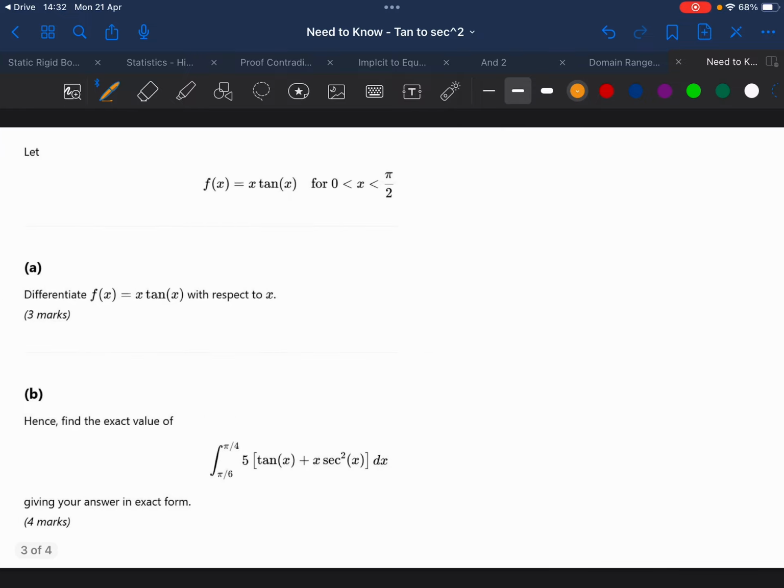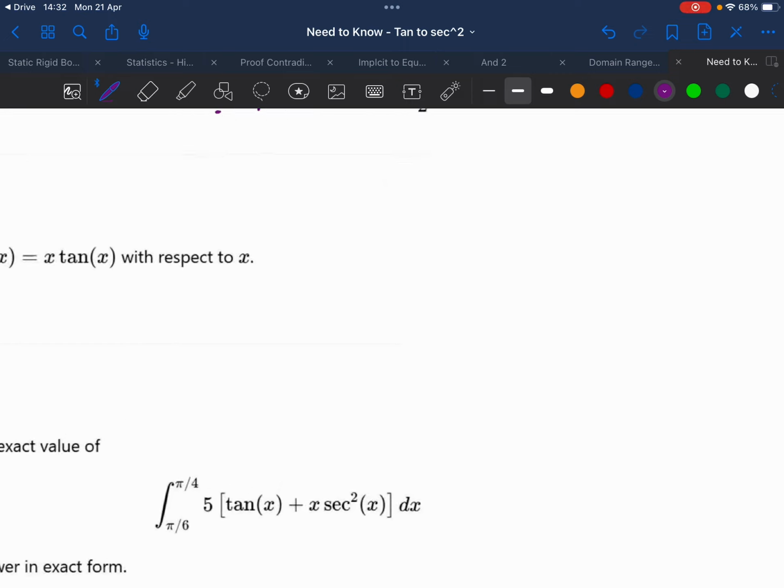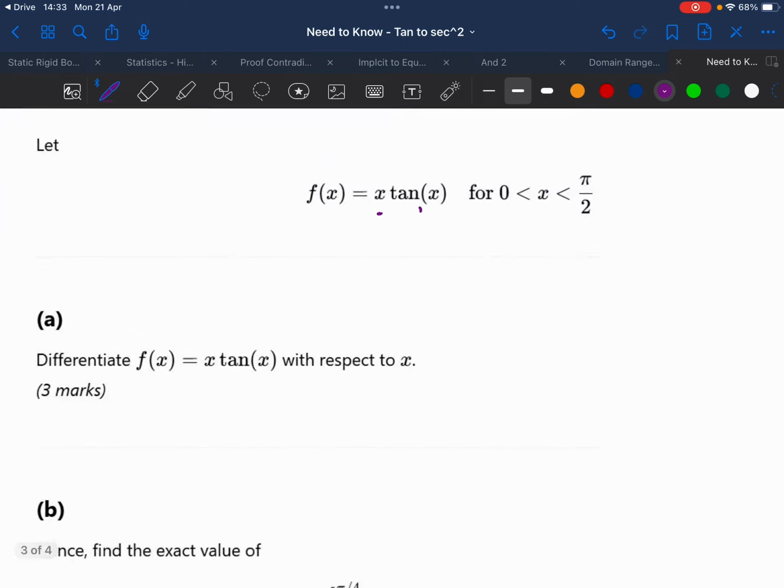Here is a slightly different one. I want you to take a moment to pause the video and have a go for yourself with this. And assuming you've done that now, your situation here instead was slightly different as you had a product rule.